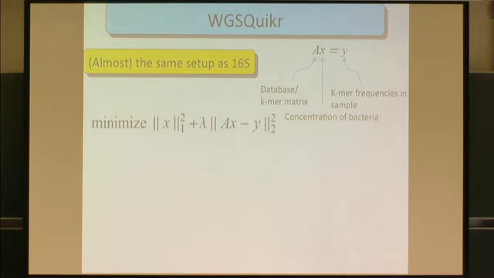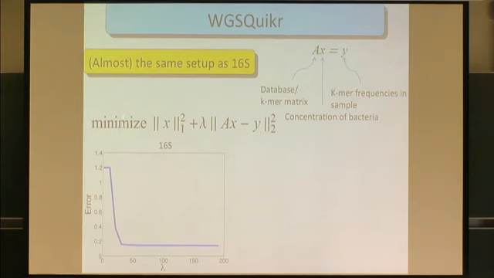But here's the important difference. Because 16S rRNA is relatively short, it's not an unreasonable assumption to say that the k-mer frequency in the first half roughly reflects the k-mer frequency in the second half. That same assumption doesn't hold for whole genome shotgun, i.e. we have a whole lot more error in the measurements and in our training matrix. Because we have different error, this regularization parameter is going to play a very important role.